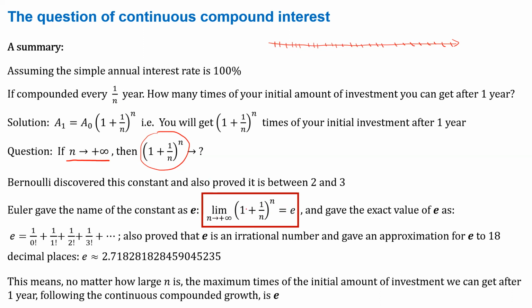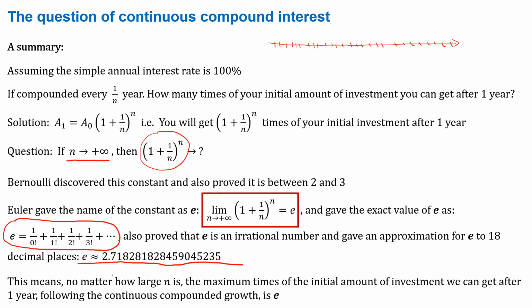e is the limit of 1 plus 1 over n raised to the power of n when n approaches positive infinity, and Euler gave the exact value of e as this expression here, which is the infinite series. Euler also proved that e is an irrational number and gave an approximate value for e to 18 decimal places, which is here.